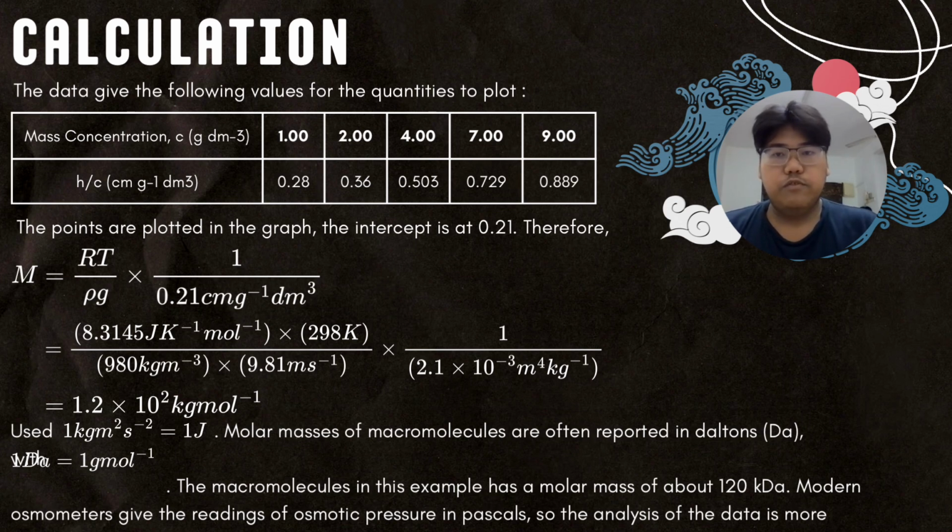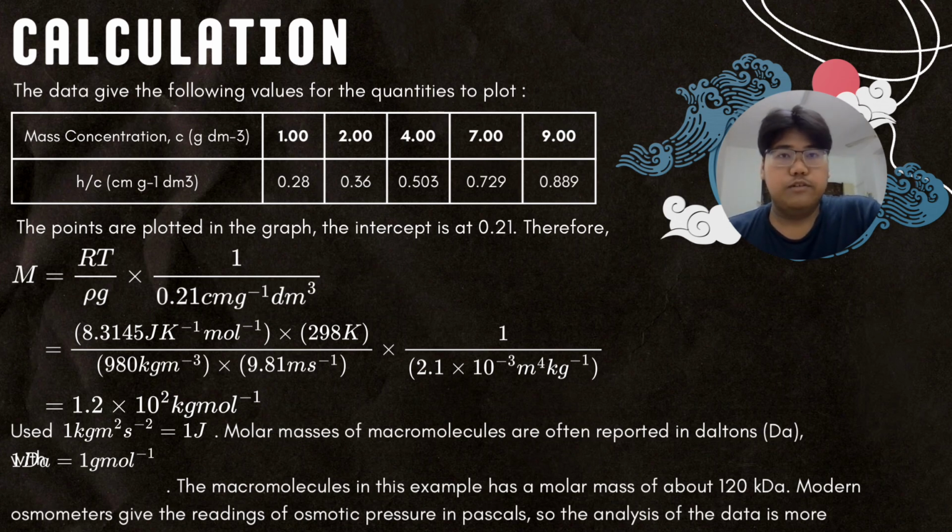We can just substitute the values into the calculation, and we will get the answer, which is 1.2 times 10 to the power of 2 kg per mole. So we use 1 kg meter squared per second squared equals 1 joule. The molar masses of macromolecules are often reported in Dalton, with 1 Dalton equal to 1 gram per mole. The macromolecule in this example has a molar mass of about 120 kilodalton. Because modern osmometers give the reading of osmotic pressure in Pascal, the analysis of the data is more straightforward.